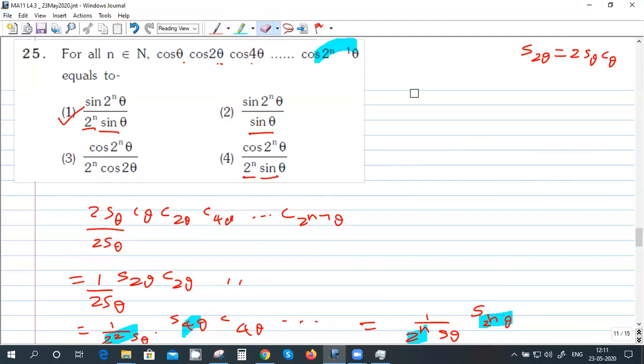Is it clear, Daksh? Yes, sir. You have to combine this thing and then you have to look at the pattern carefully. When sin 4 theta is there, the denominator is 2 raised to the power 2. So finally I'll get sin 2 raised to the power n into theta, so the denominator will have 2 raised to the power n.